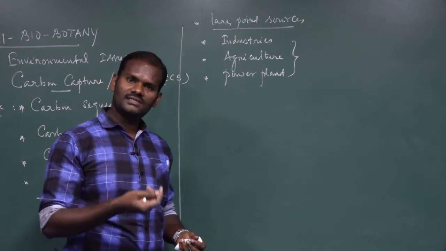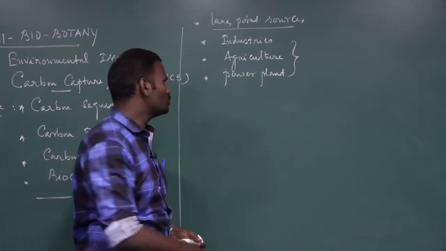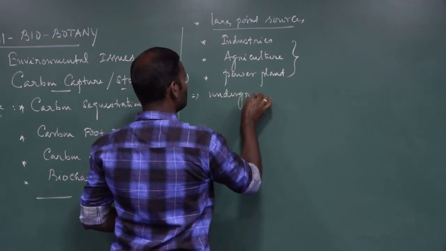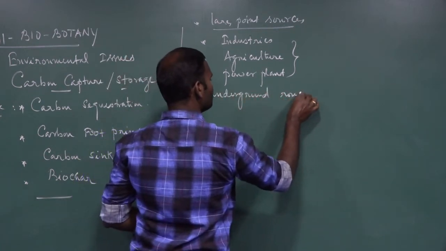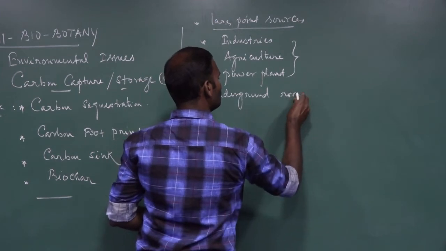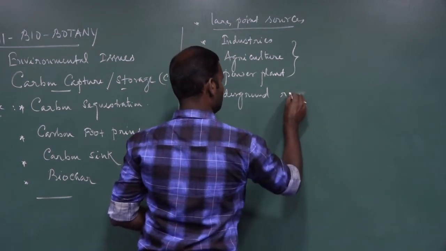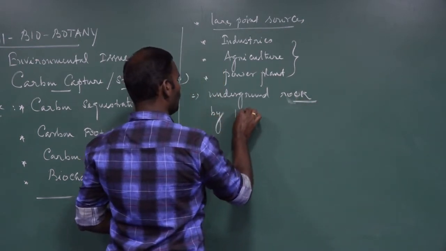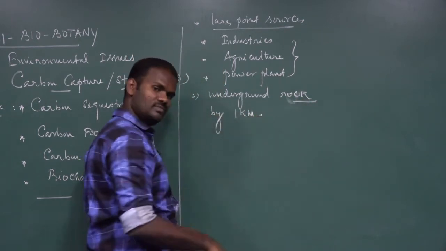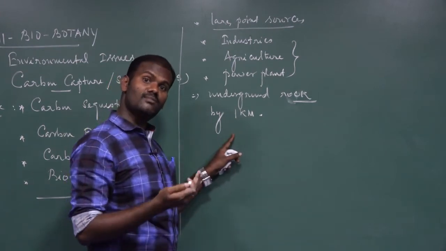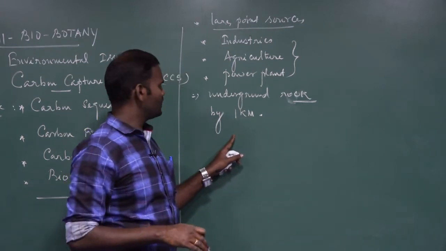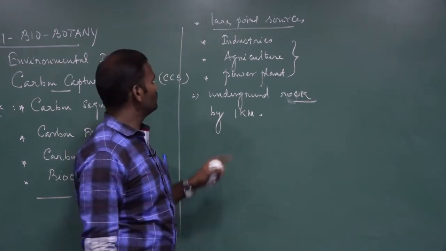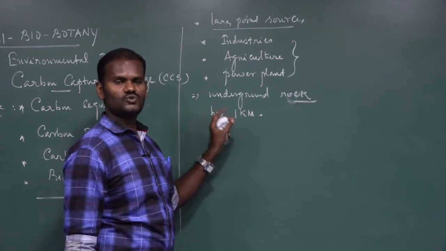Now these carbon dioxides are injected into the underground rock, the underground site, at a depth of 1 kilometer or more than 1 kilometer, in order to reduce global warming. So these are called carbon capture and storage.